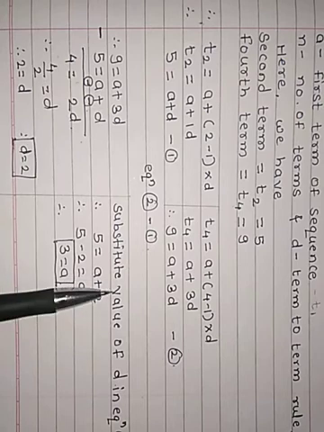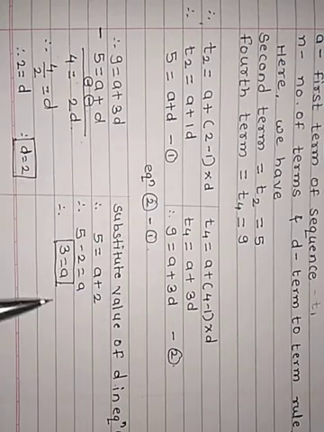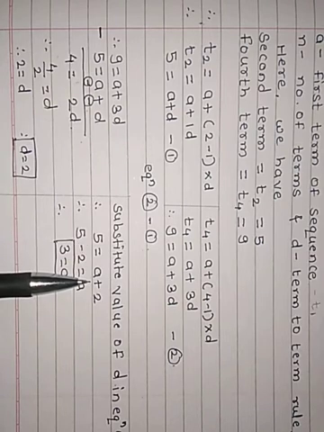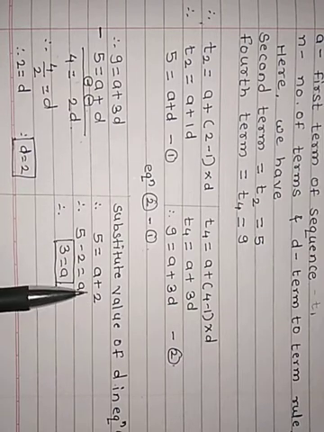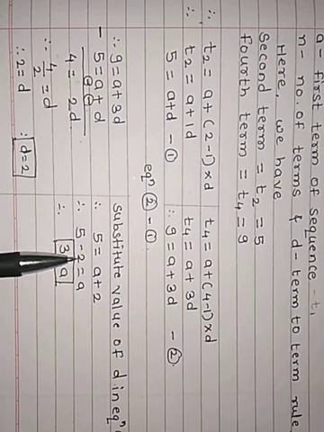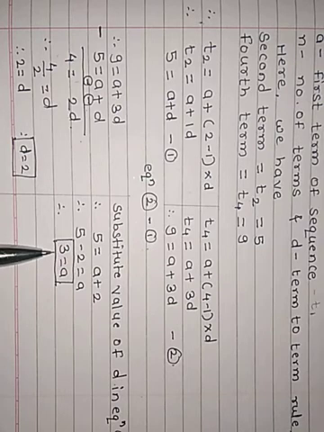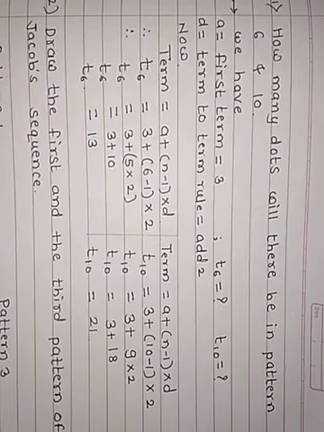Now substitute the value of D in equation number 1. So 5 equals A plus, the value of D is 2. Now shift that 2 to the left hand side. It will be 5 minus 2, which equals A. Therefore 5 minus 2 will be 3. We get the value of A as 3.